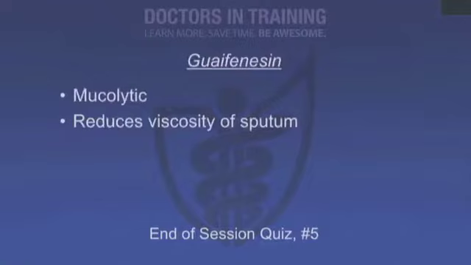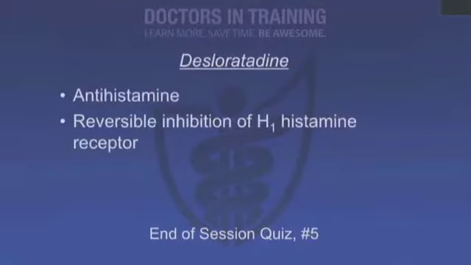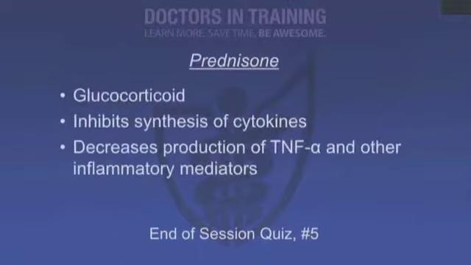Guaifenesin is a mucolytic. It reduces the viscosity of sputum. It's available over the counter as Robitussin or Mucinex. Desloratadine is an antihistamine. It's a reversible inhibitor of the H1 histamine receptors. And the last one is prednisone. It's a glucocorticoid. It inhibits the synthesis of cytokines and decreases the production of TNF-alpha and other inflammatory mediators.